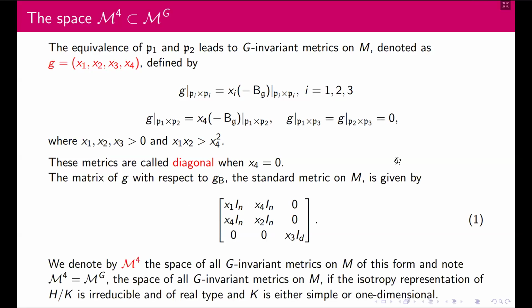We call M4 the subspace of all invariant metrics of this form, and they are in fact all the invariant metrics on M if the isotropy representation of H over K is irreducible of real type and K is either simple or one-dimensional. So for the rest of the talk, this is our setting. We have a homogeneous space M given by H times H over delta K, and these metrics, which are going to be called diagonal when x4 is equal to 0, and if not, non-diagonal metrics.